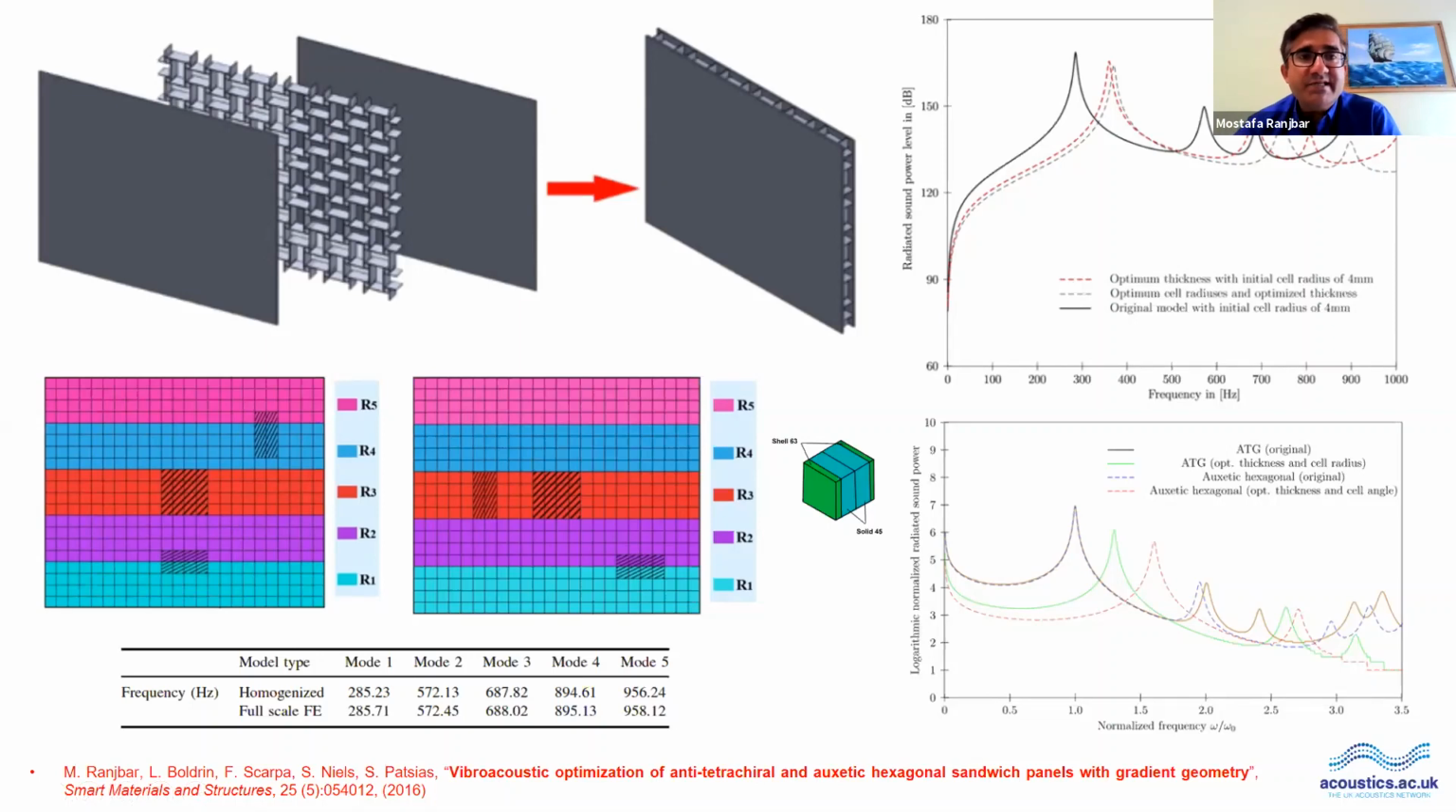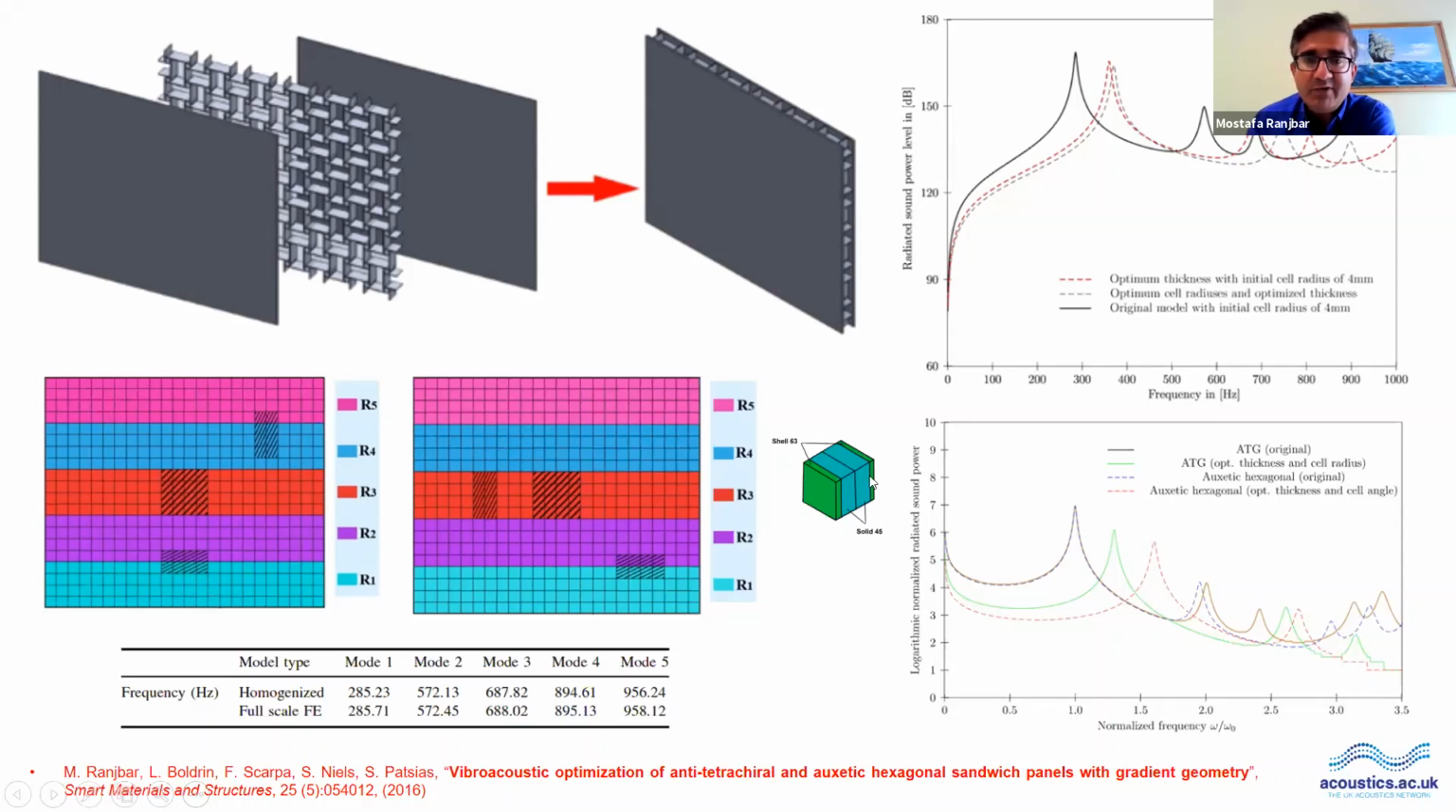And here you can see that we have used one anti-tetrahedral core for the sandwich panel instead of using a typical solid shell plate. And we used this core and we investigated its vibroacoustic performance. So here I should say that we also used homogenization. The homogenization was quite useful here because it could reduce the computation time and we could verify that the homogenization model is working well.